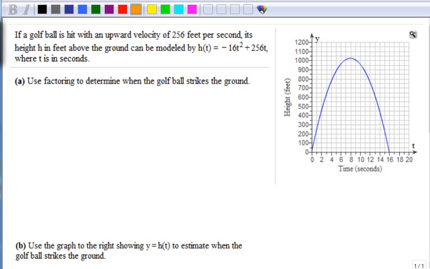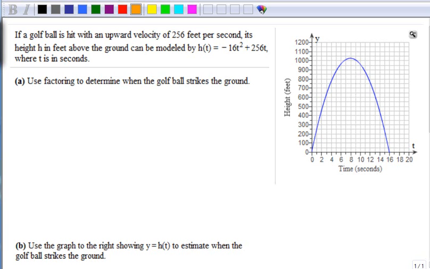So what do we have? We have a golf ball. It is hit upward with velocity of 256 feet per second, and its height h above the ground can be modeled by this equation. H of t equals negative 16t squared plus 256t, where t is in seconds.